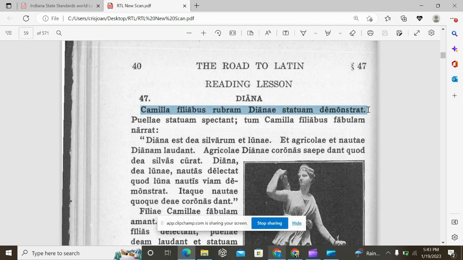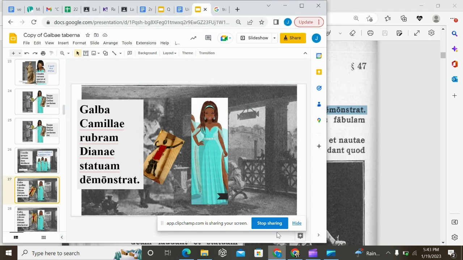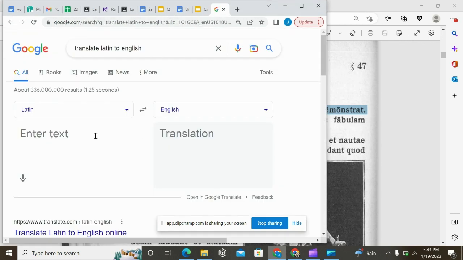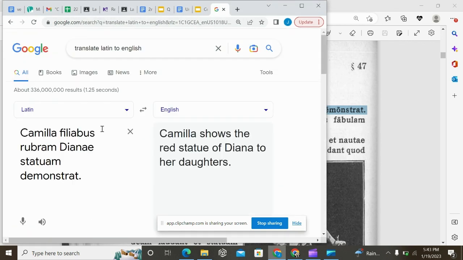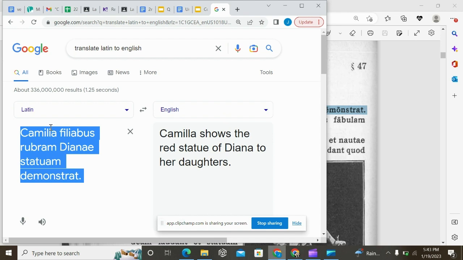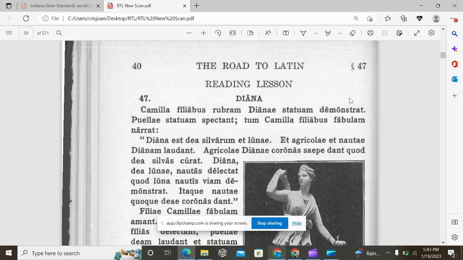Now, of course, you could just take the whole thing and stick it into Google Translate. Do I have that open somewhere? Let's see what happens. Camilla shows the red statue of Diana to her daughters. Google Translate got it right. Of course you can do that.